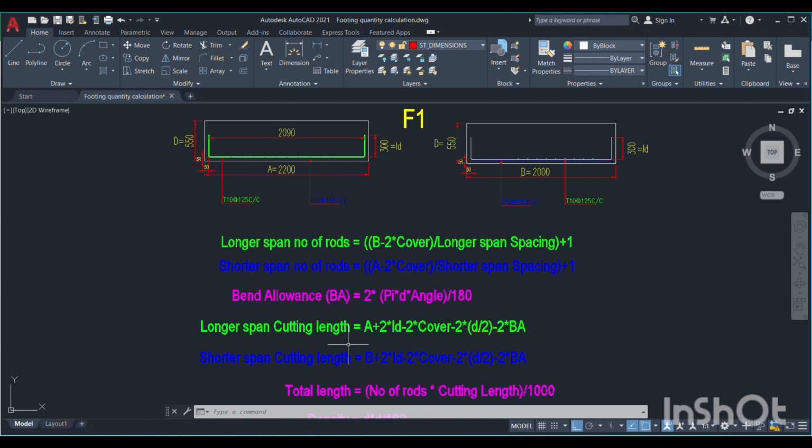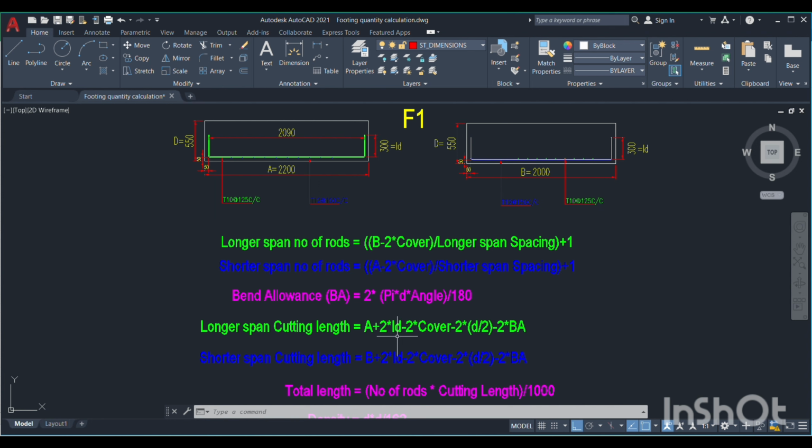Then longer span cutting length and shorter span cutting length. So I am explaining the longer span cutting length. If you want to take the longer span cutting length, it is the total A, that means the width length of the footing plus 2 times LD. LD is the one which is given in the drawing. If it is given in the drawing, we have to take it, otherwise we have to take it as per the IS standard.